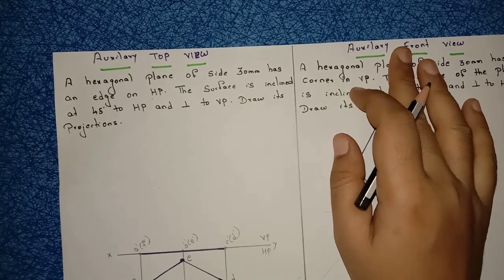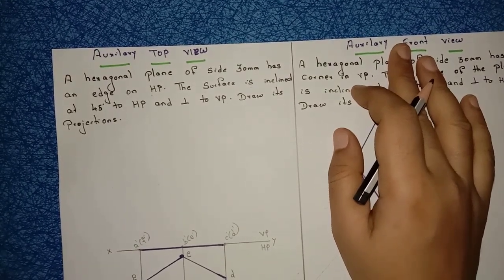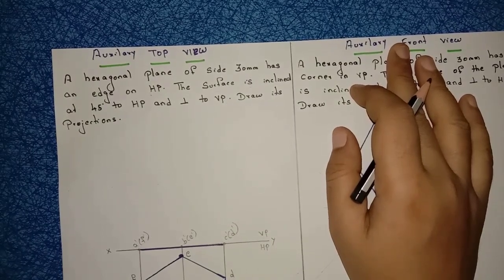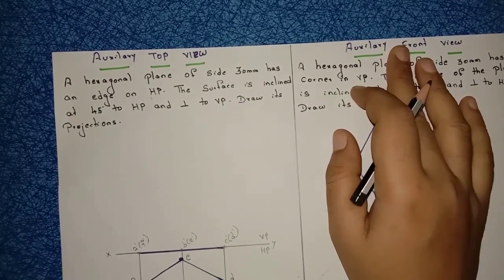So let us see the last topic in Unit 2. The last topic in Unit 2 is auxiliary views. So what is meant by auxiliary views?